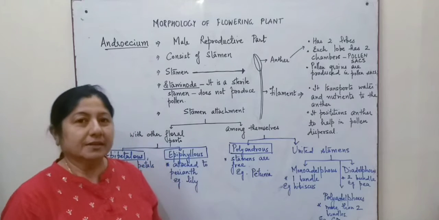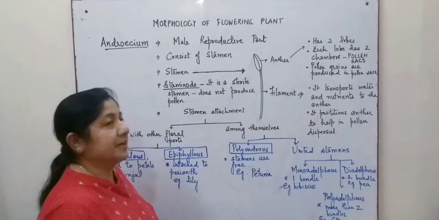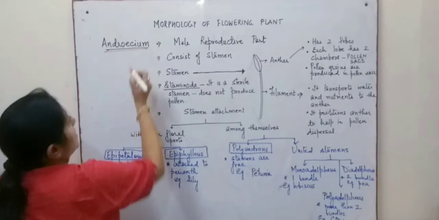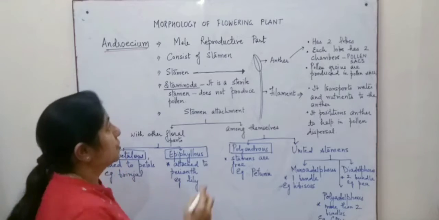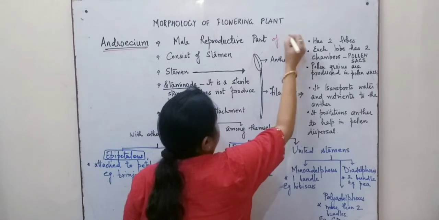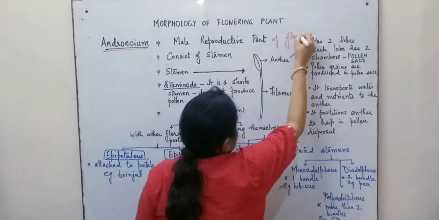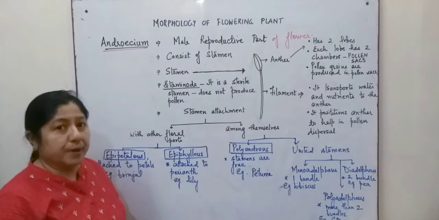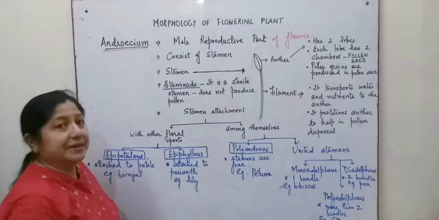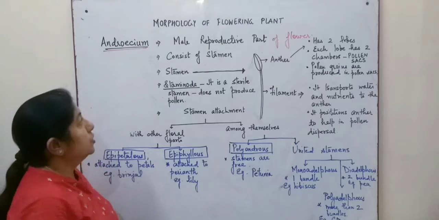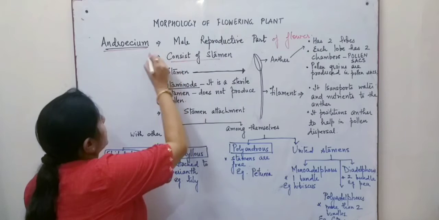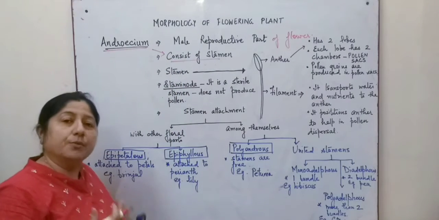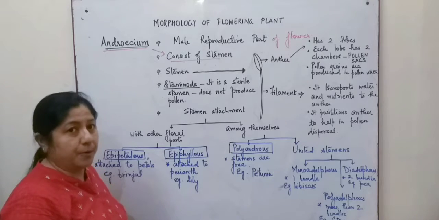Welcome back, children. We are going to study about the Androecium, that is the male reproductive part of a flower. So in this video, we'll be talking about the male reproductive part of a flower, and it is known as stamen. So the stamen is the male reproductive part, or the Androecium. Now, what are the various parts a stamen is made up of?